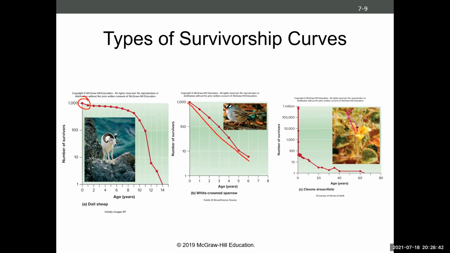And then say flowers or fish, really high mortality rate early on, so very low numbers of survivors at young age. And then as you get to older age, the mortality rate decreases. So again, this is the type 1, type 2, type 3 survivorship curve.